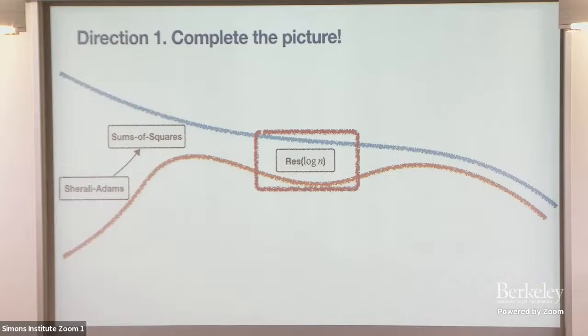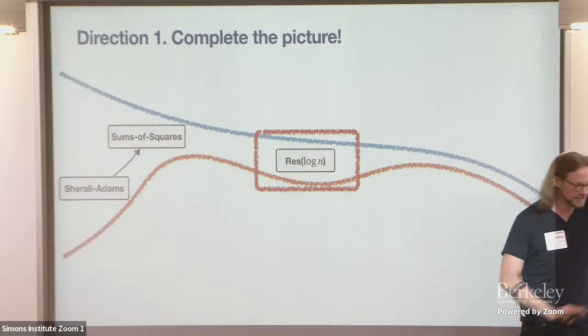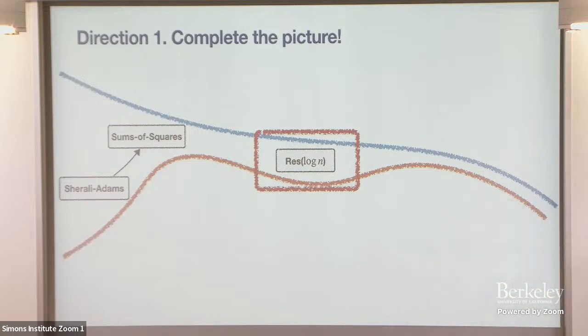For Res(log n), it seems like you need new ideas completely. Proving interesting lower bounds for Res(log n) is a well-known open problem in proof complexity itself. So this seems hard, and if you could make progress on this, you'd make progress on other things as well.